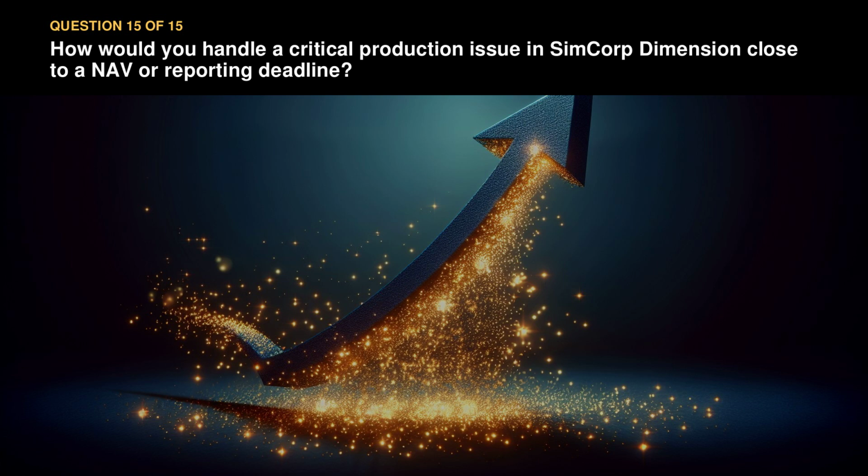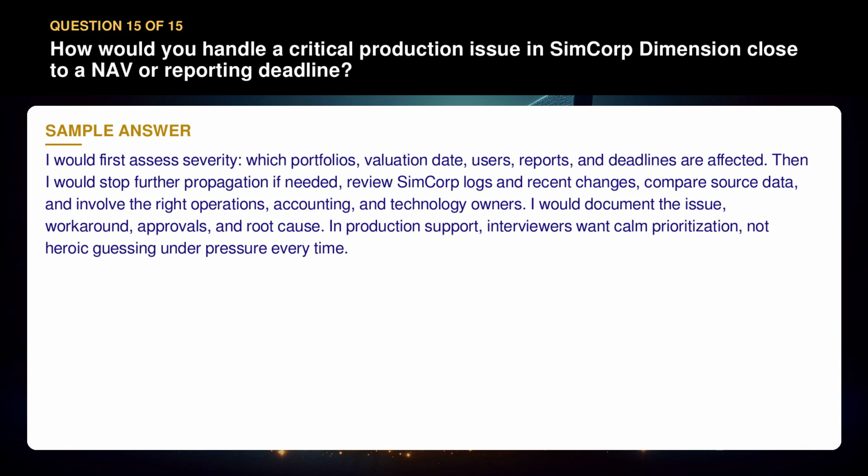Question 15. How would you handle a critical production issue in SimCorp Dimension close to a NAV or reporting deadline? I would first assess severity, which portfolios, valuation date, users, reports, and deadlines are affected. Then I would stop further propagation if needed, review SimCorp logs and recent changes, compare source data, and involve the right operations, accounting, and technology owners. I would document the issue, workaround, approvals, and root cause. In production support, interviewers want calm prioritization, not heroic guessing under pressure every time.